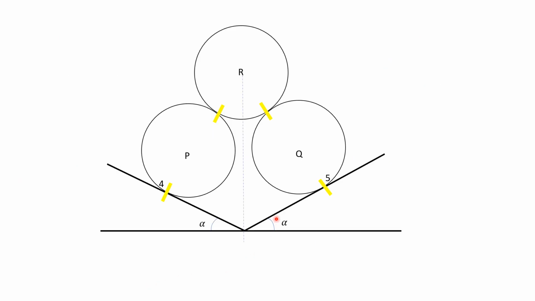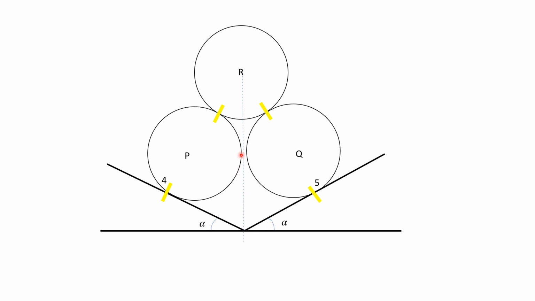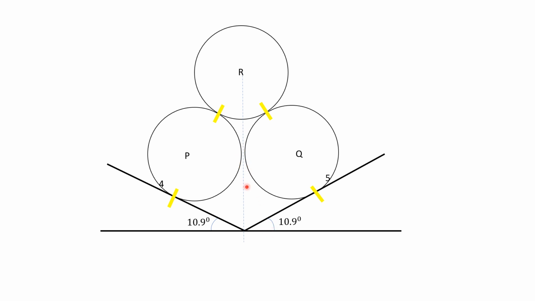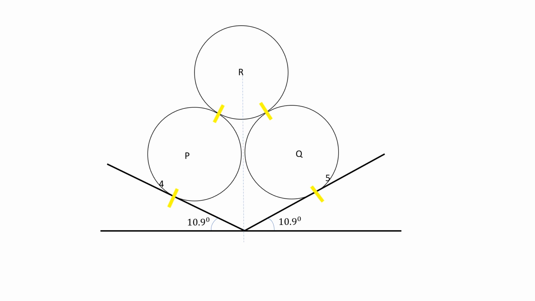So at an alpha value of 10.9 degrees, the system collapses. Before an alpha value of 10.9, they are in contact. After 10.9, the gap is created. So before 10.9, contact is there, and after 10.9, contact is lost.